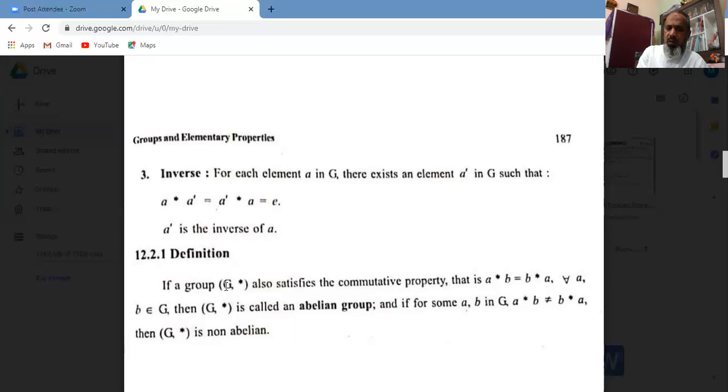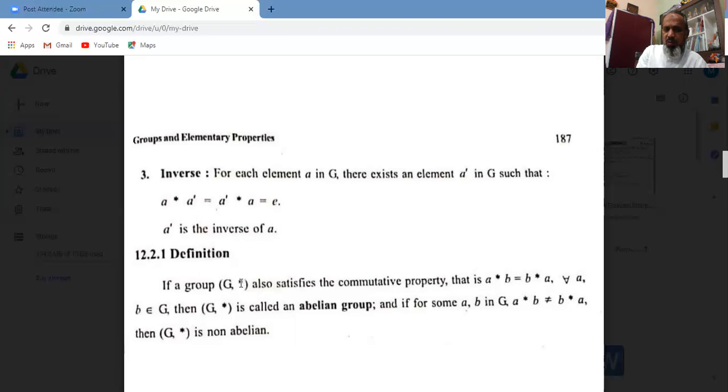So if this property is satisfied, then the group G comma star, this is the structure for the group. G is a non-empty set. We are writing this set in brackets G comma star. Star is a binary operation. If the binary operation is addition, then we can write here G comma plus. If the binary operation is multiplication, then we write in brackets G comma dot. So this is the structure for a group.